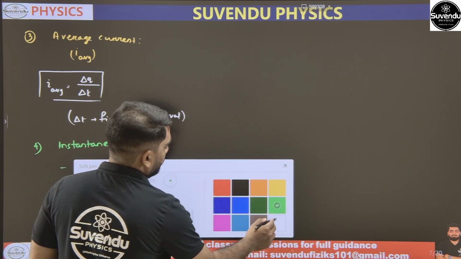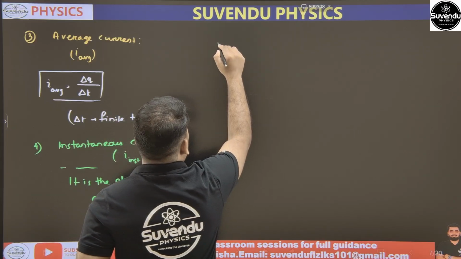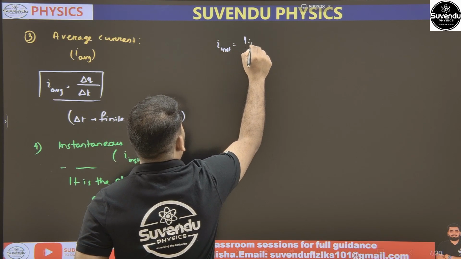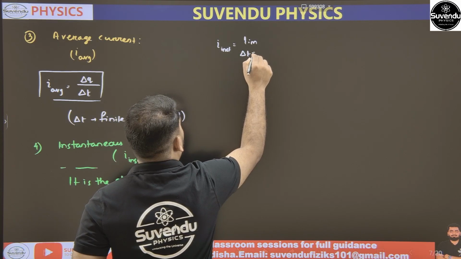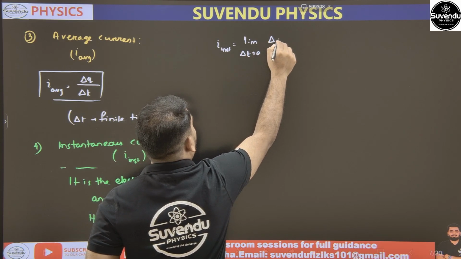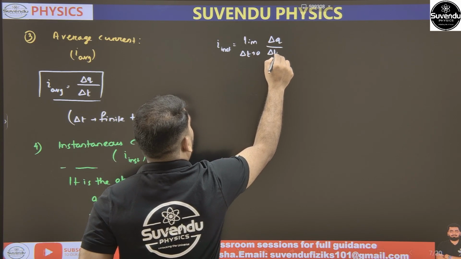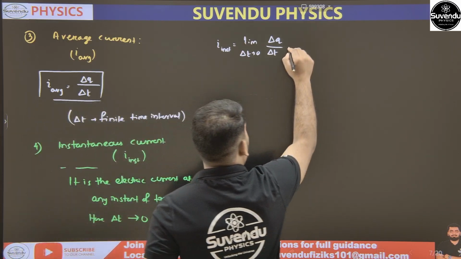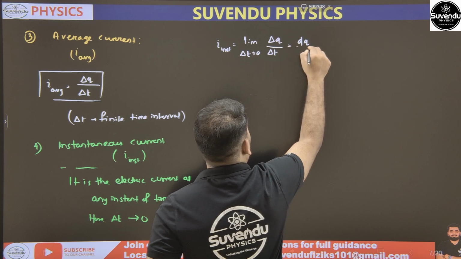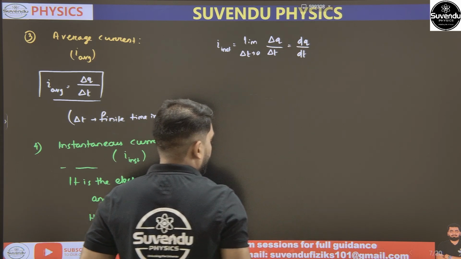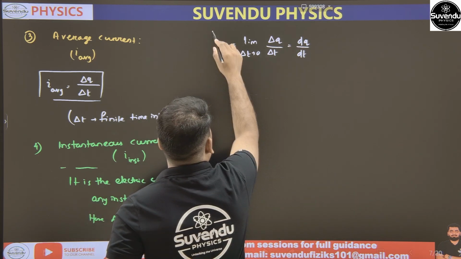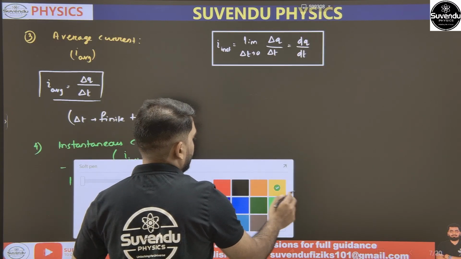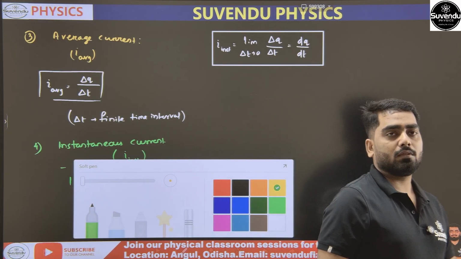Clear? So what is the formula for I instantaneous? Remember, I instantaneous is equal to limit del t tends to 0. When del t tends to 0, at that moment del q by del t gives us instantaneous current, and shortly we can write it as dq by dt. So del q by del t is our average current, and dq by dt is our instantaneous current. That's the point. I think it is clear.